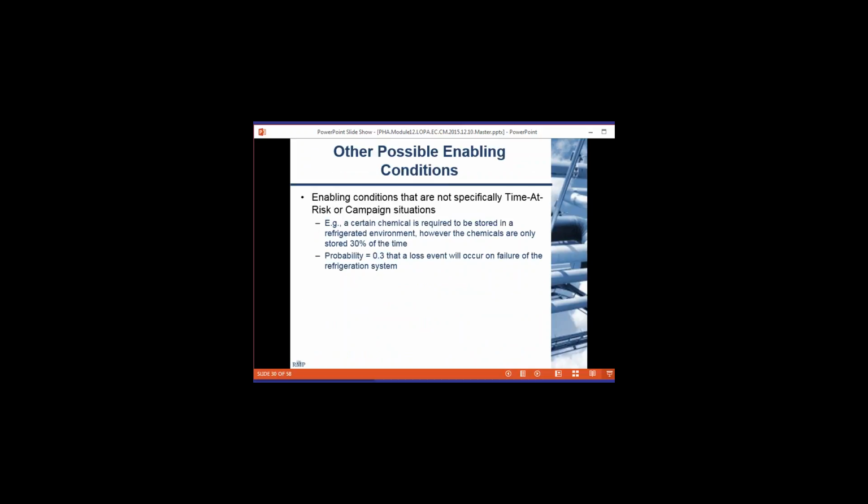Other possible enabling conditions, as always, there's a lot that we leave to the team's discretion, and this is based on the expertise in the room. These are enabling conditions that are not specifically time at risk or campaign situations. I did provide an example. This came straight from the CCPS guidance. So, for instance, a certain chemical is required to be stored in a refrigerated environment. However, the chemicals are only stored 30% of the time. So you have a 0.3 probability that a loss event will occur if you were to have a failure of that refrigeration system. Once again, you could probably argue that this is seasonal. You could argue that this is campaign. For purposes of this example, we put it under the other possible enabling conditions.